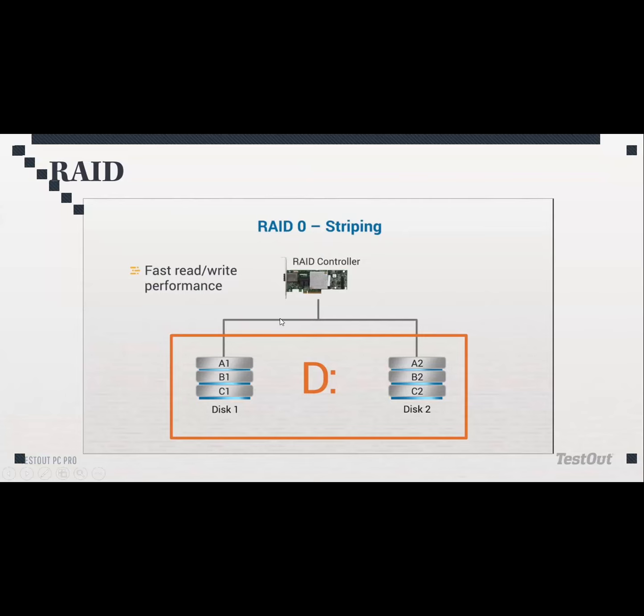So we have 512 megabytes going here, 512 bytes going here, 512 bytes going the other way. Now, what is the disadvantage of implementing RAID 0 or striping?